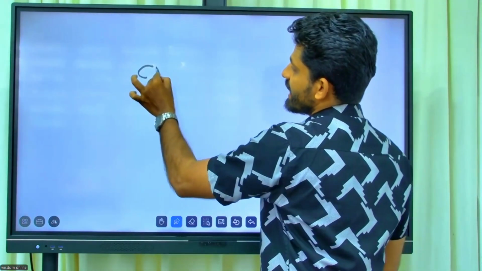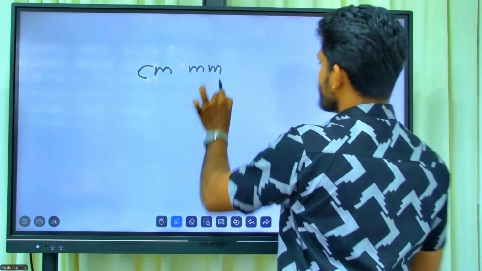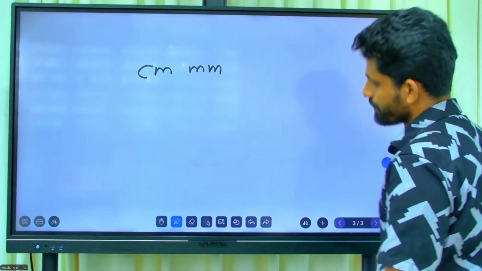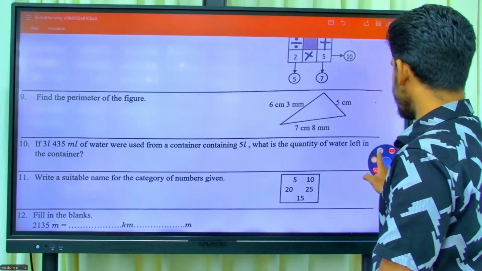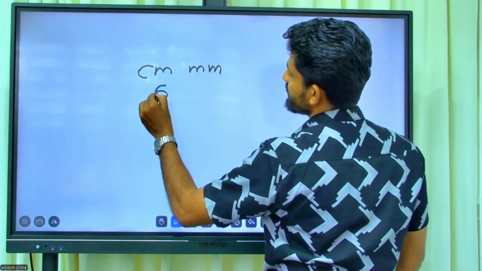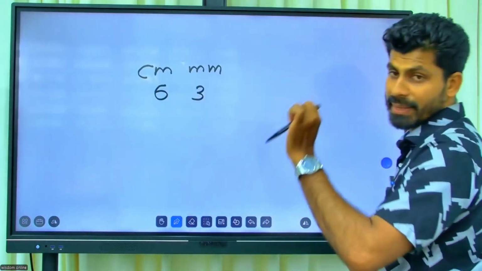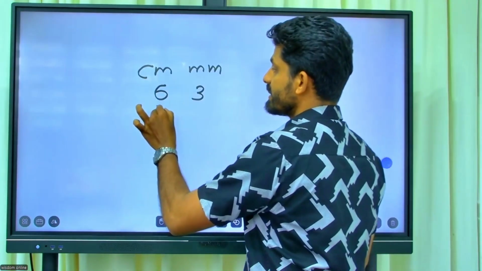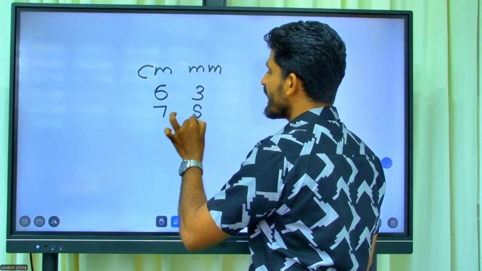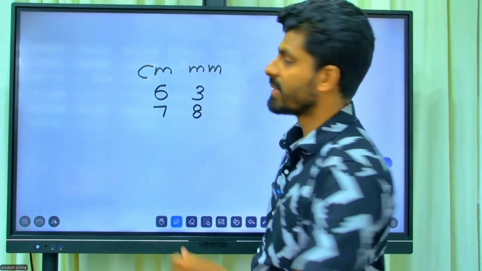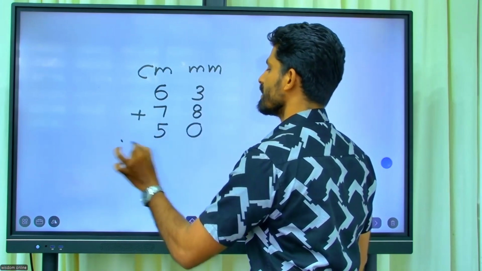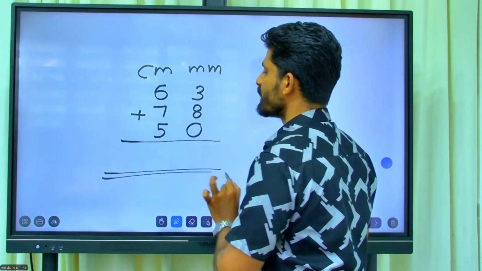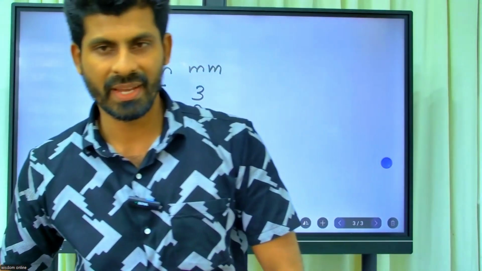lengths. Centimeters, millimeters. 6 centimeter 3 millimeter, 7 centimeter 8 millimeter, 5 centimeter 0 millimeter. Right?